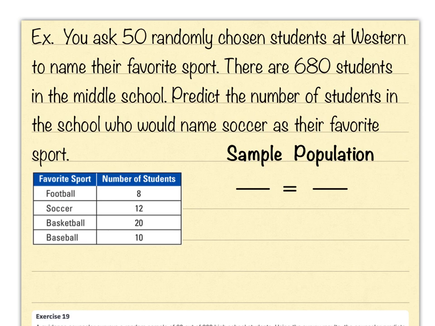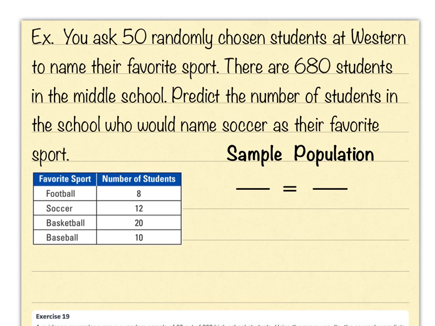And we'll finish with one last one and then look at a homework problem. It says you ask 50 randomly chosen students at Western. This is a good sample. It's unbiased. To name their favorite sport. There are 680 students in the middle school. Predict the number of students in the school who would name soccer as their favorite sport.